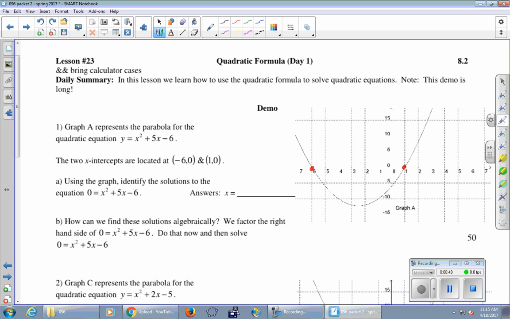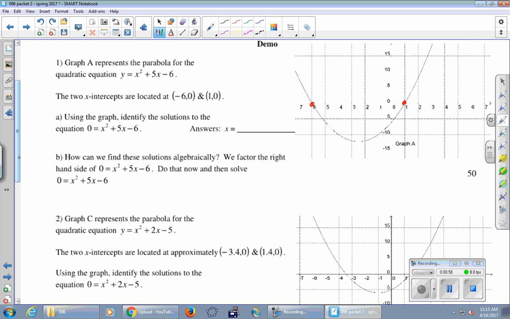So then it says here, use the graph to identify the solutions to this equation, 0 equals x squared plus 5x minus 6. What you're supposed to see here is that this equation and this equation are exactly the same, except what letter became what number? Y became 0. That's the only change, right? And if your first step is letting y equal 0, then what points are you finding on a graph? You're finding the x-intercepts, right? Isn't that how we find the x-intercepts, is let y equal 0?